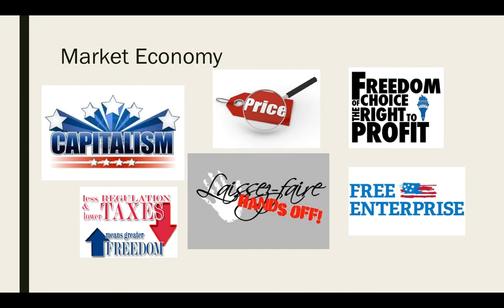In the upper right-hand corner, up there, freedom of choice, the right to create a profit. Those are not necessarily bad things. And then less and lower regulation and taxes means greater freedom. And those all kind of go along with the type of economic system that we have.